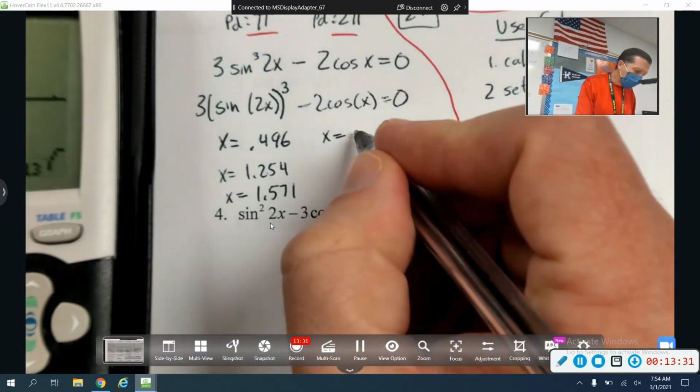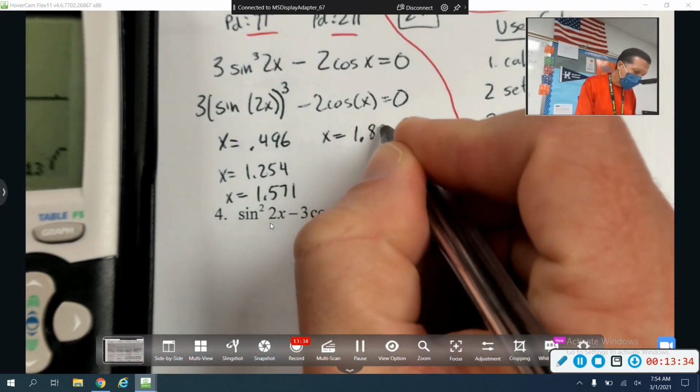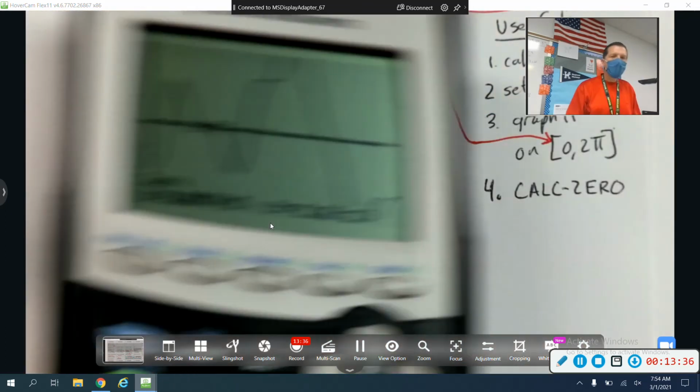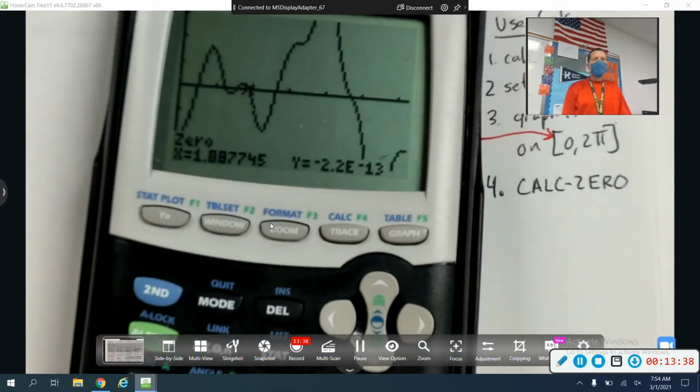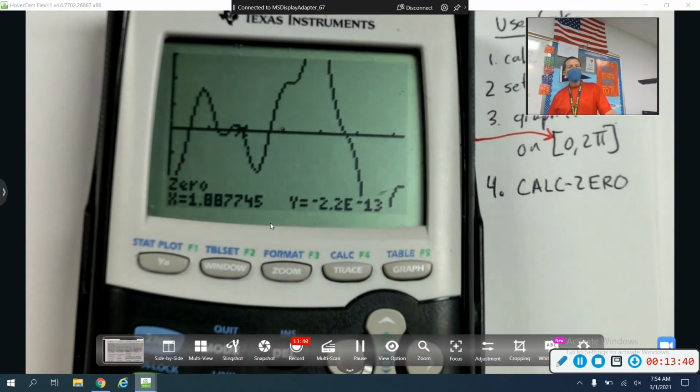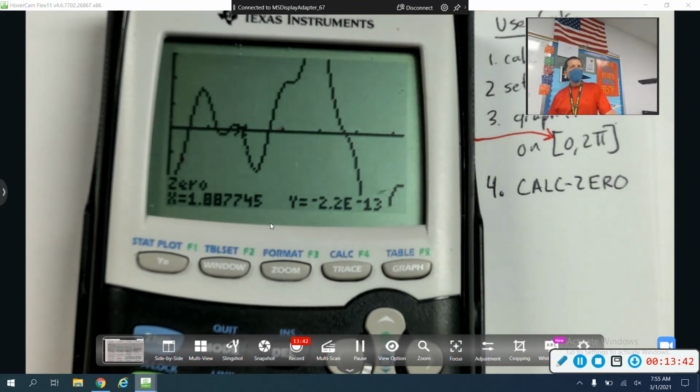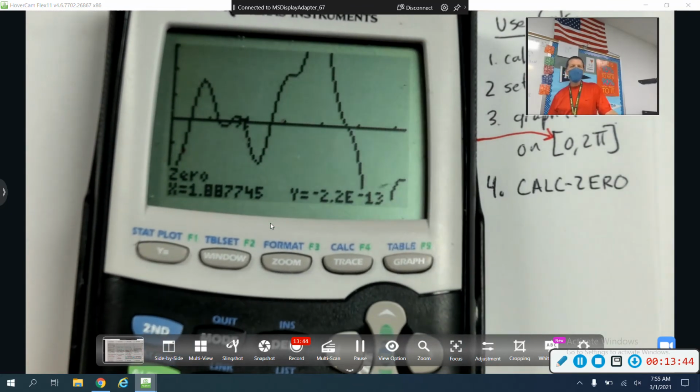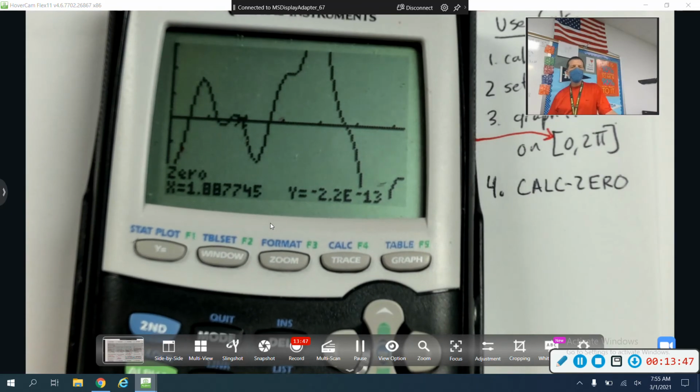Okay, on the fourth one, this is what I wanted to happen. 1.88 for my x value. On all my other ones, it told me my y value is 0. On this one, it tells me my y value is negative 2.2 e negative 13.